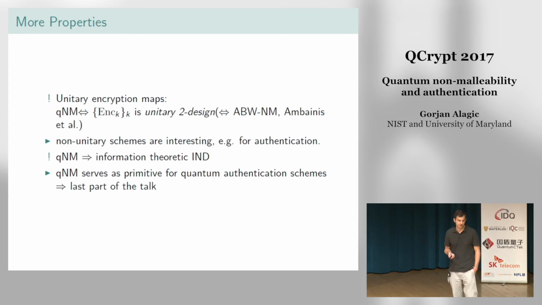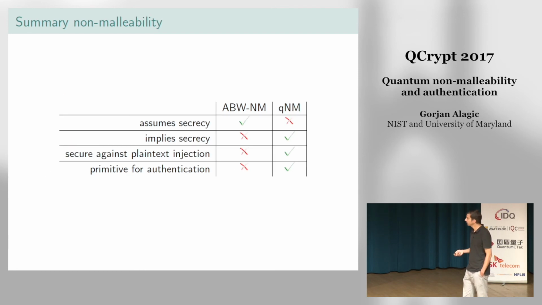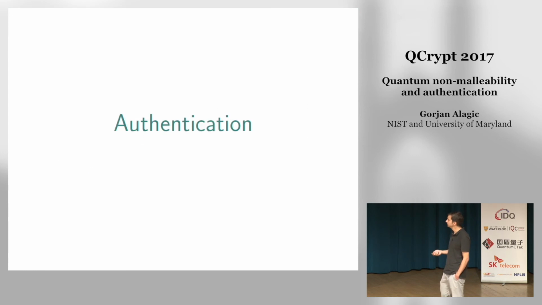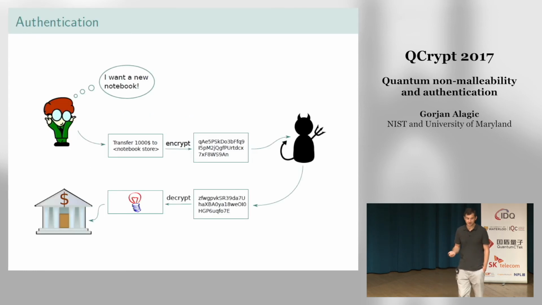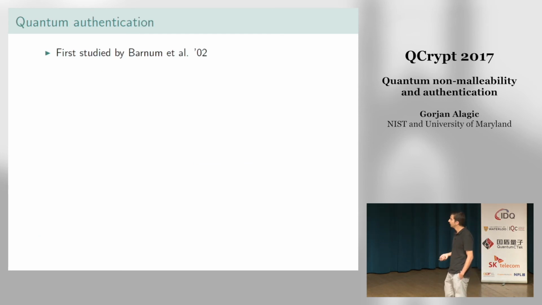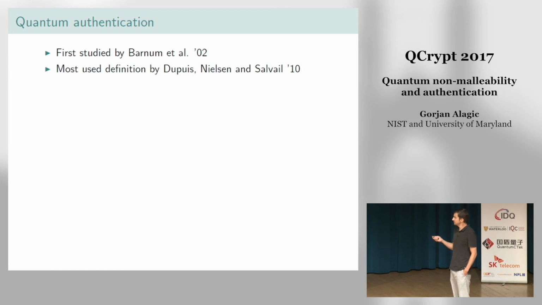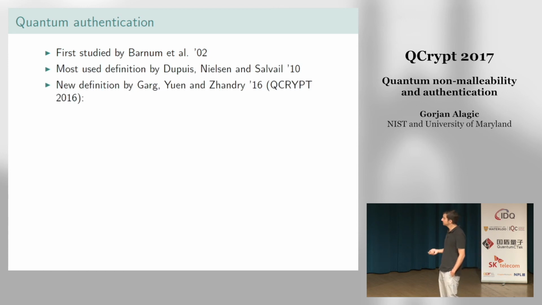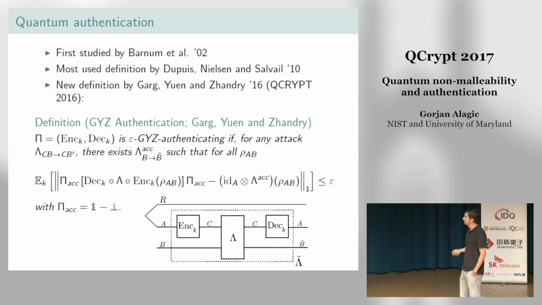Okay? So in the last minute, I will talk a little bit about how non-malleability can be used to build authentication. Okay, so this is just a little table comparing the two things. So authentication is basically a different solution to the same problem. This solution says, well, whenever the adversary touches the ciphertext, decryption should just output a reject flag. Okay? So this was studied in several previous works, authentication of quantum messages. The most recent one is this Garg, Yuen and Zhandry definition, which has some advantages over the previous ones.